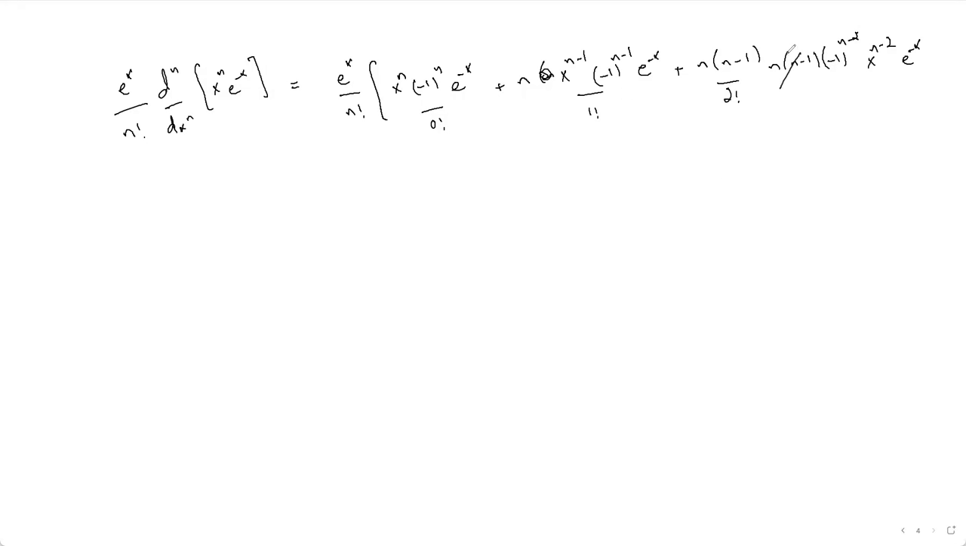N, so this is not here. N into n minus 1 only. There is some correction in my note. So n into n minus 1 by 2 factorial. Other will be n into n minus 1, n minus 2 divided by 3 factorial. Minus 1 raised to power n minus 2, x raised to power n minus e to power x.